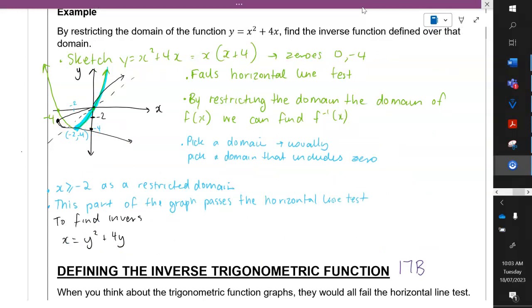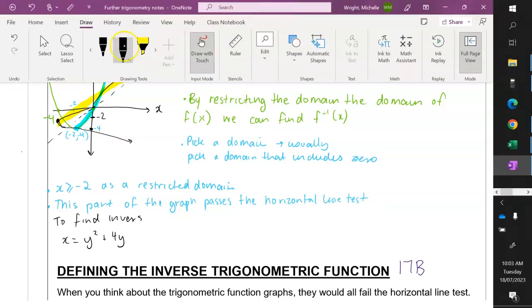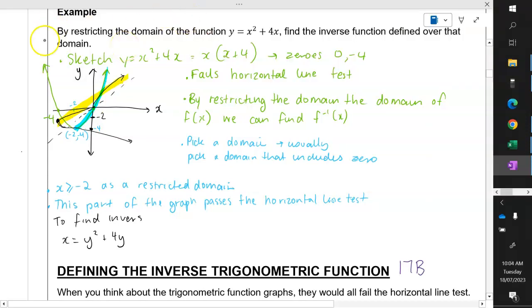You're not sliding this graph down, you're actually reflecting it about the line y equals x. If you reflect it, the part of the inverse graph we want is my yellow part up here. Just be really careful that you're getting the right part of that graph for the inverse. So now we can use that restricted domain and actually find what that inverse is.